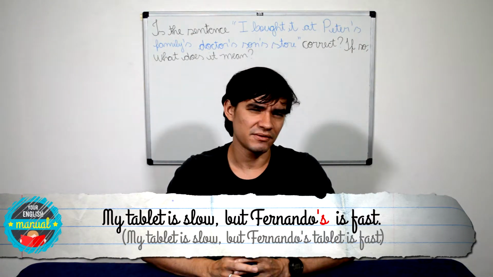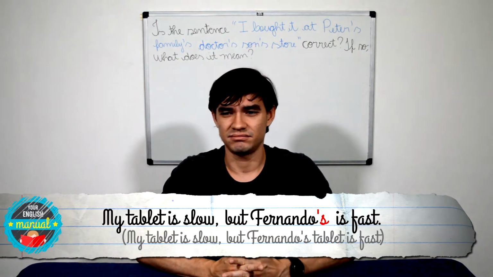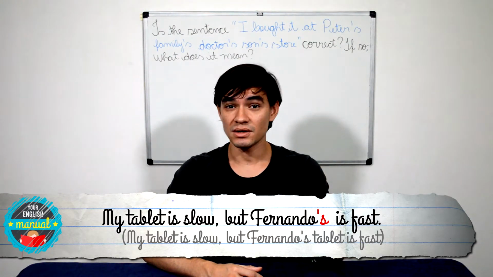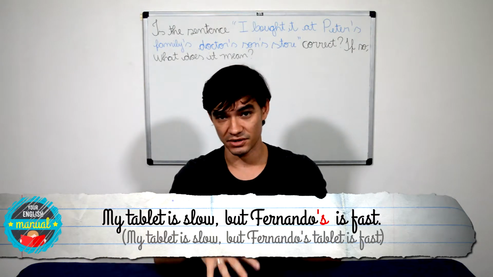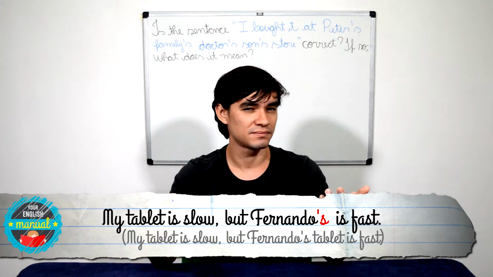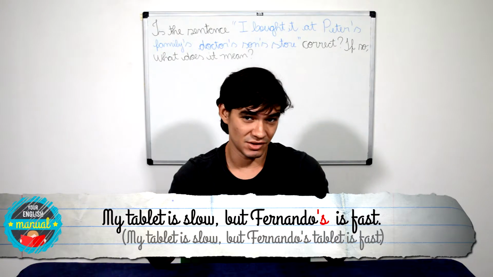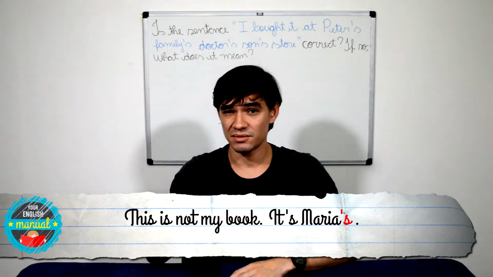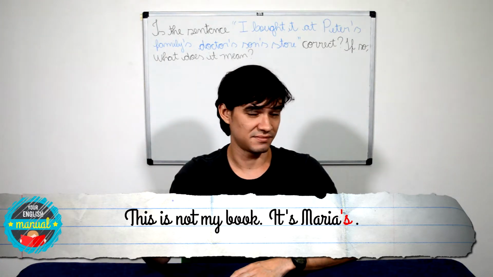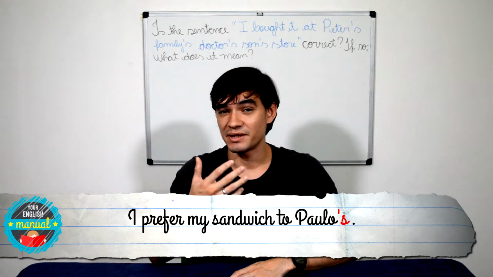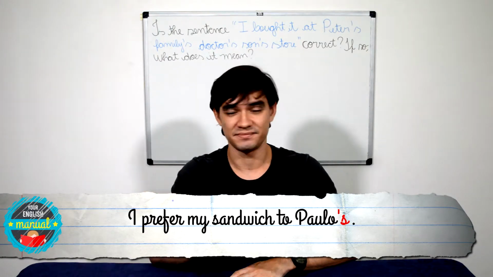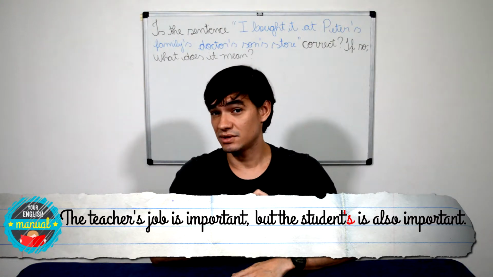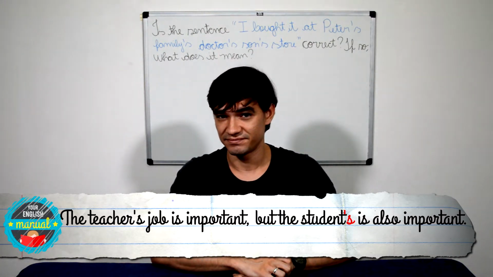Here, am I saying that Fernando is fast? No, because we have the apostrophe s. So I'm talking about something that belongs to Fernando. But what? His tablet, using the context. Other examples. This is not my book, it's Maria's. I prefer my sandwich to Paulo's. The teacher's job is important, but the student's is also important.